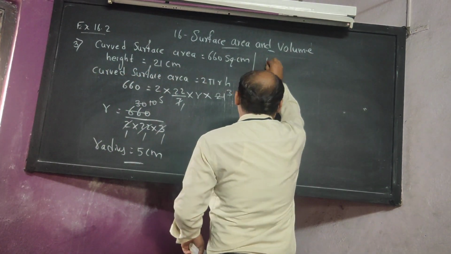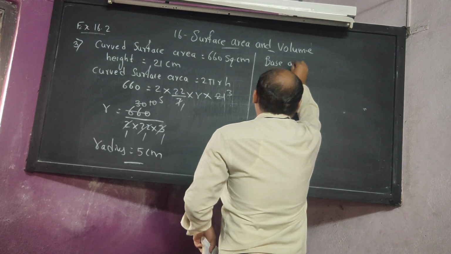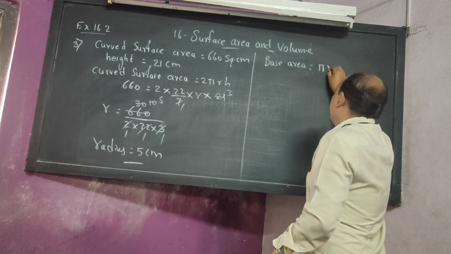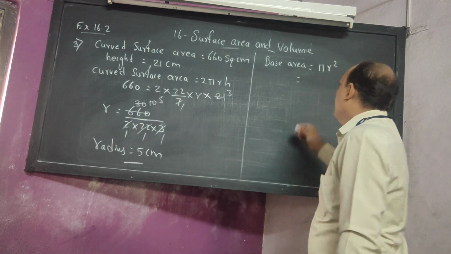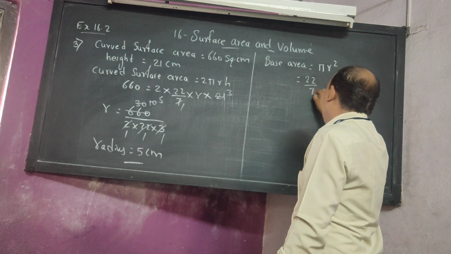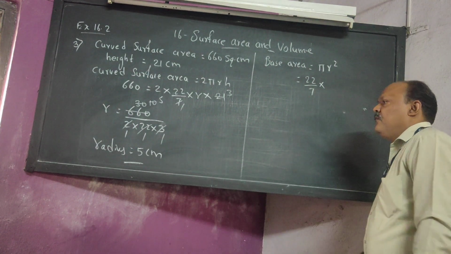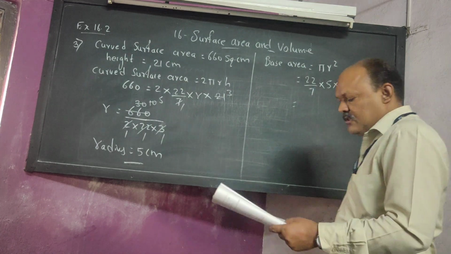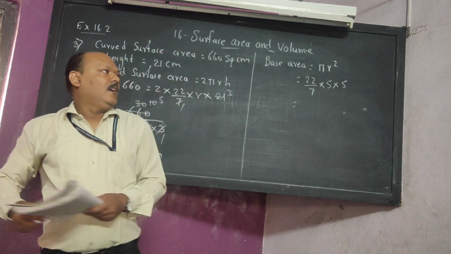So your base area, the base area means area of a circle, that is pi r square. What is the formula? Pi r square. Pi is the value 22 upon 7 and the radius is how much we got? 5 centimeter. That is 5 into 5. So thus you have to multiply all the terms and you have to divide by 7.